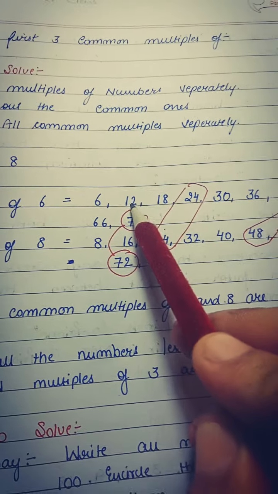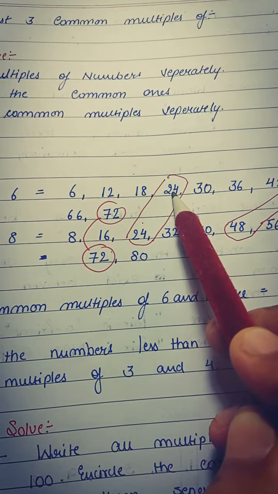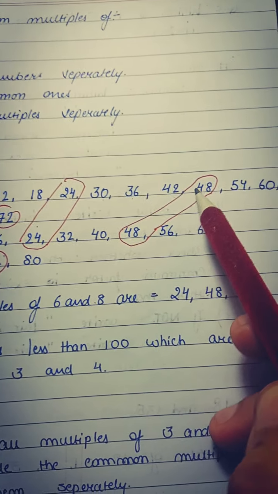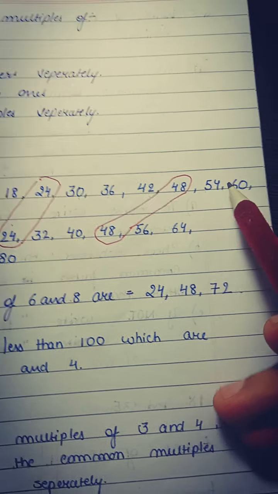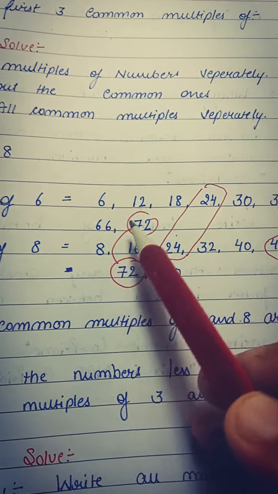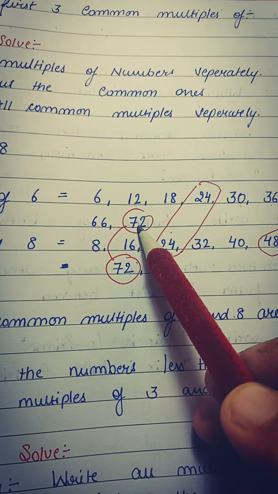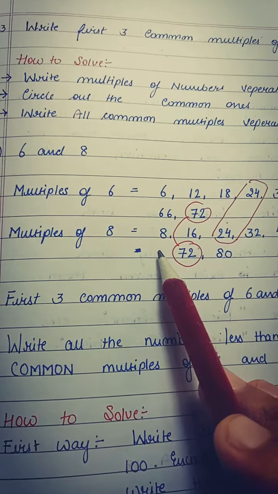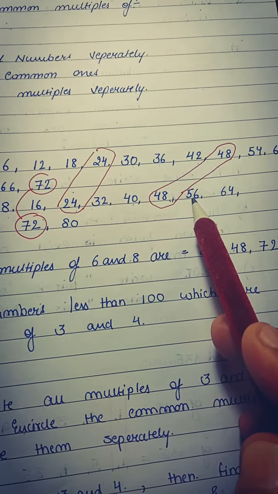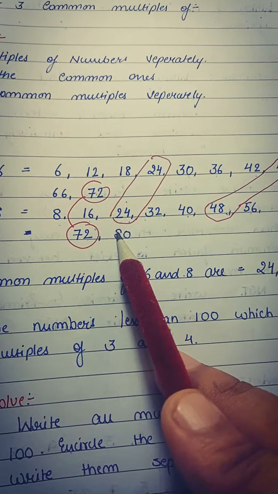Therefore 6 1s are 6, 6 2s are 12, 6 3s are 18, 6 4s are 24, 6 5s are 30, 6 6s are 36, 6 7s are 42, 6 8s are 48, 6 9s are 54, 6 10s are 60, 6 11s are 66, 6 12s are 72. Now the multiples of 8. 8 1s are 8, 16, 24, 32, 40, 48, 56, 64, 72 and 80.